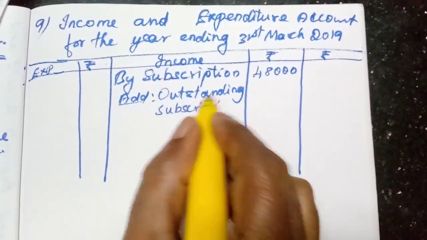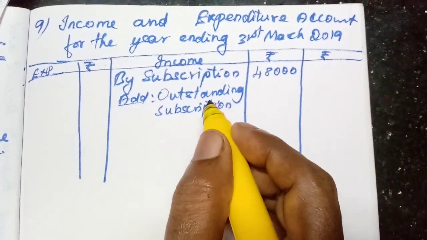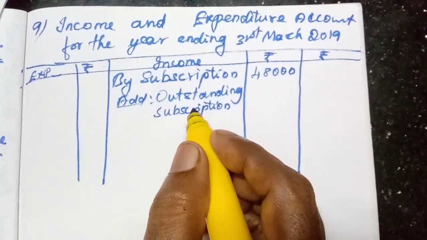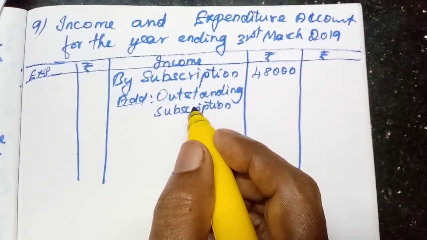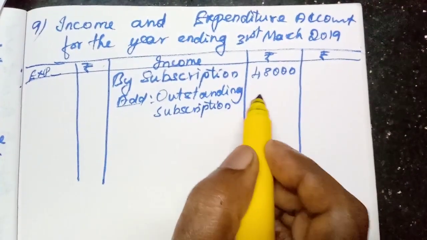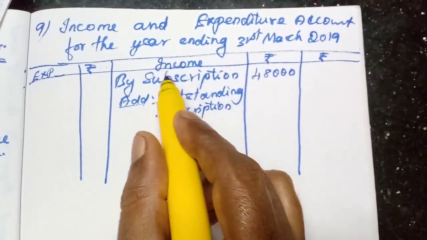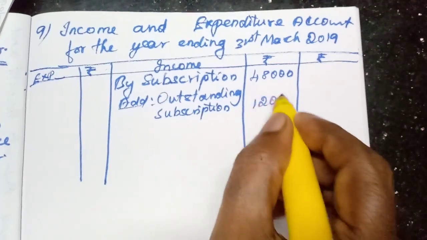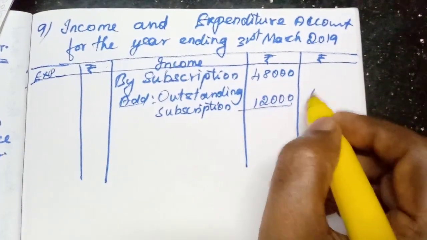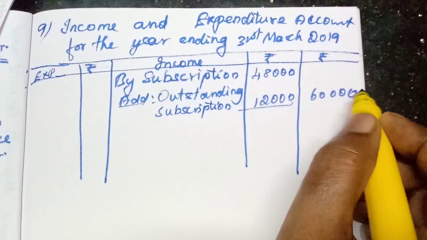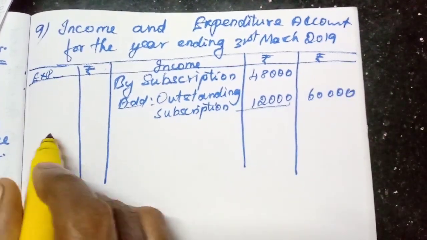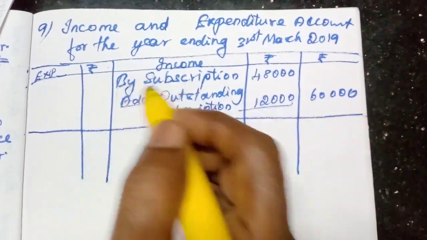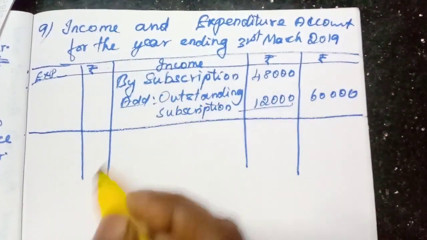Because for that only they have given that line: 300 members in the club, each paying an annual subscription of rupees 200. So 300 into 200, 60,000 we must receive, but actually we have received 48,000. So the remaining 12,000 is the outstanding. So totally how much will we get? 60,000. That is the treatment of the subscription in the income and expenditure account.